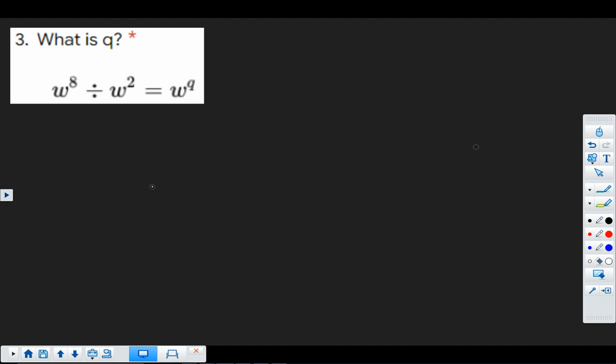And our next two questions involve the simplification of powers of numbers. In this instance, we're doing some division. W to the power 8 divided by W to the power 2. And hopefully by now you've remembered that when we are dividing, we are going to subtract these indices. 8 minus 2 is 6. So our answer is W to the power 6. We were asked just for the power, so our answer there is 6.